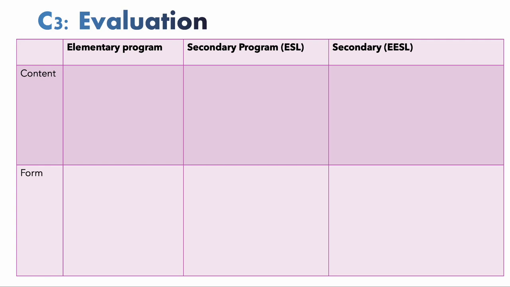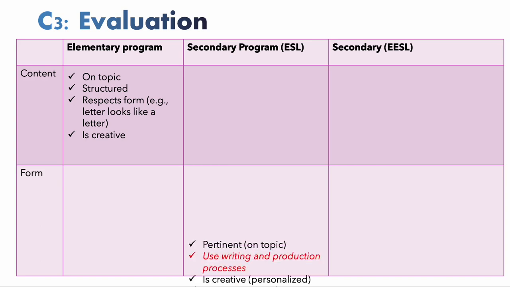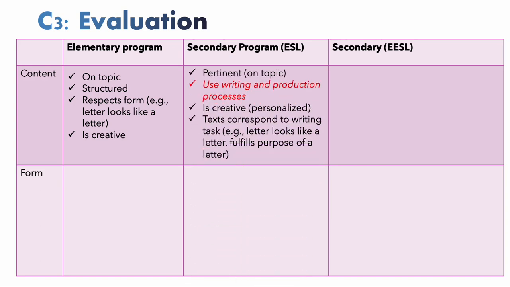Okay, so I've got a little chart here that just shows the progression of what we expect in terms of content and form across the different programs. So in elementary, we want to teach them texts that are on topic and from explicit models. Remember, we work from explicit models. On topic, they have some structure. They respect the form. So a letter looks like a letter, or an email looks like an email. And they're creative.